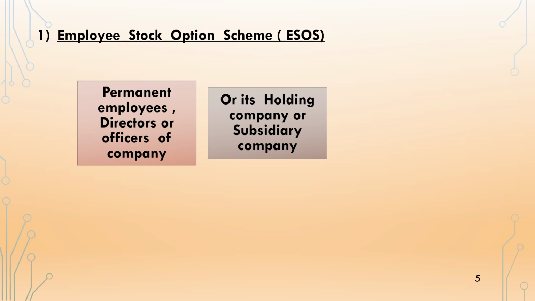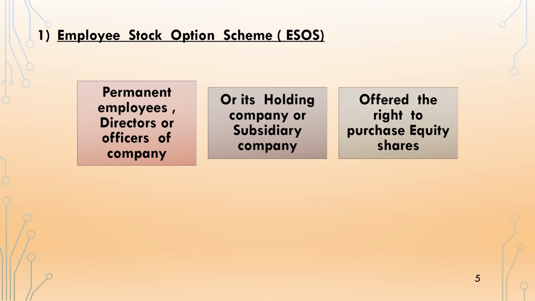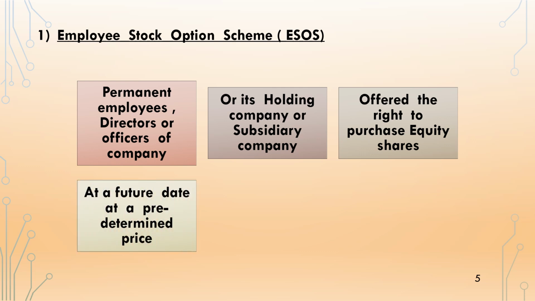Now, what is a holding company? A holding company is that type of financial organization that owns a controlling interest in other companies, which are called its subsidiaries. Under this scheme, the company offers its employees the benefit or right to purchase equity shares at a future date at a predetermined price. That is, the price of the shares is already decided by the company in advance, and the employees can purchase the shares at a future date.